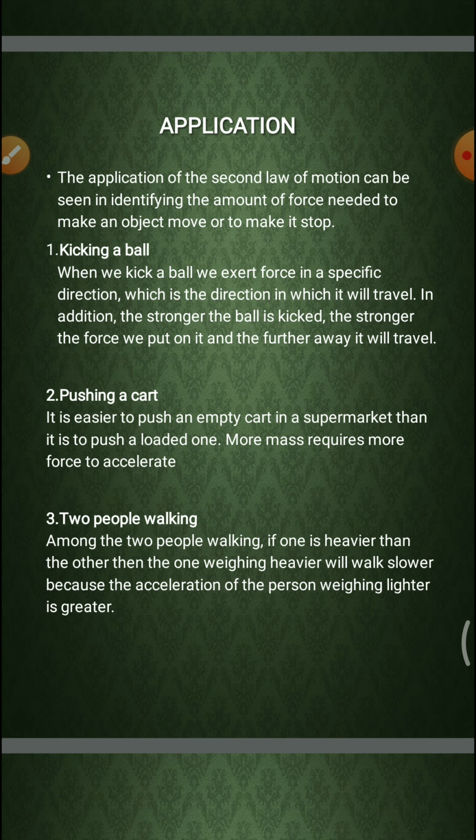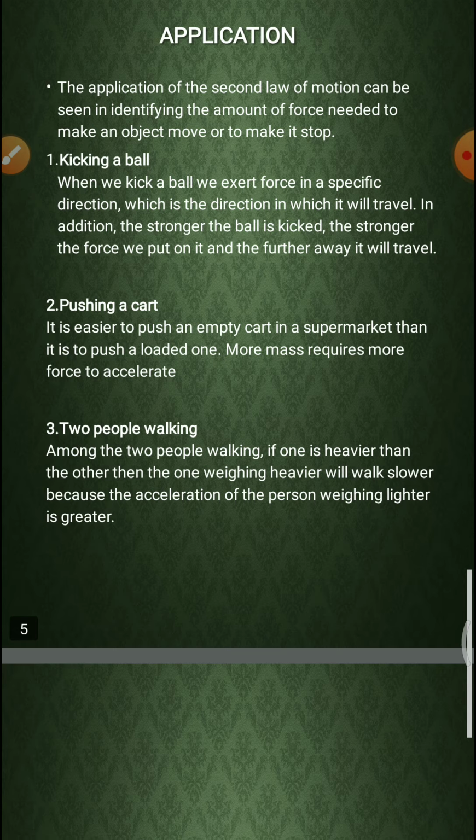Okay, in this way we have learnt about Newton's second law.